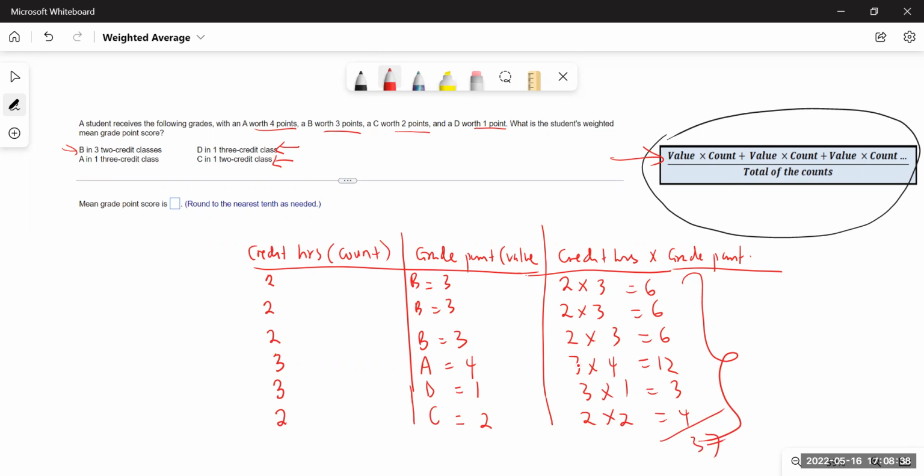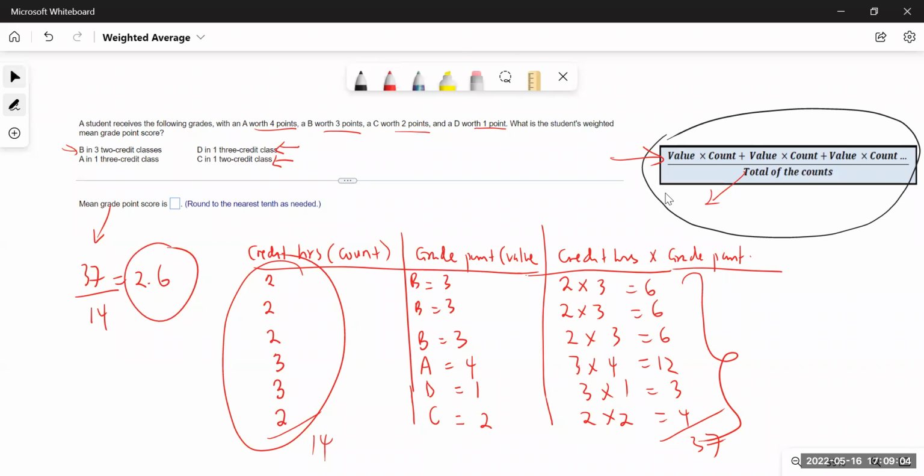We need to find the bottom part of the fraction by summing the count. Okay, you get a total count by adding all the credit hours, and that gives you 14. And now to determine the mean grade point score for this student, you're going to divide 37 by 14, and this gives you 2.6 when rounded to 1 decimal place. All right, thanks for listening.